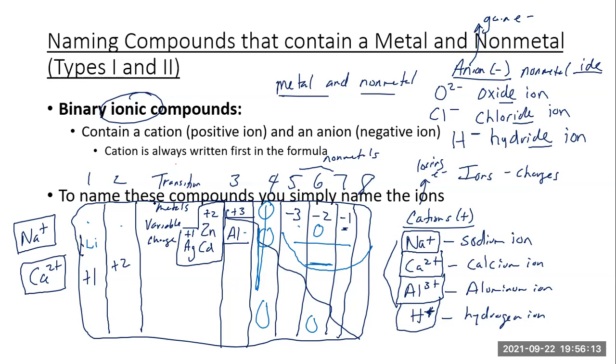So arsenic would be a -3, right? Yeah, as long as it's above the staircase, not part of the staircase, not part of the metalloids, then it would be a -3. Okay, cool. Thank you.